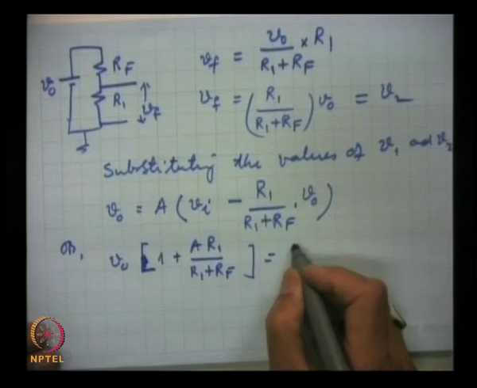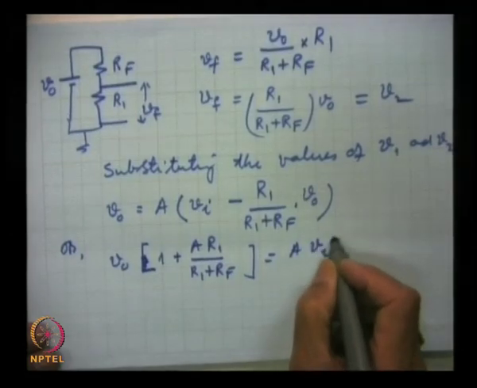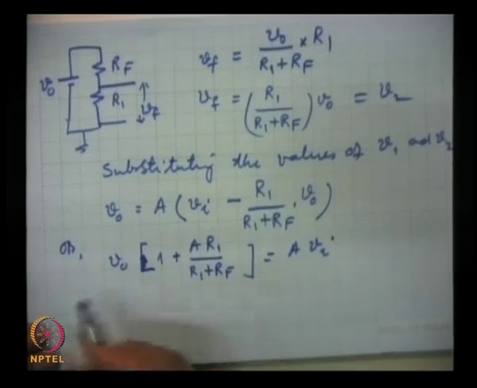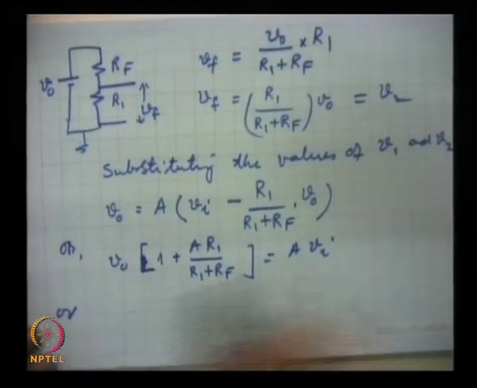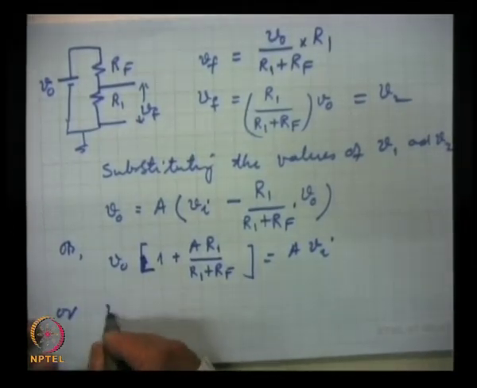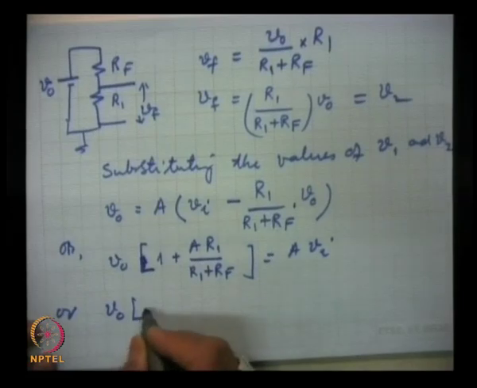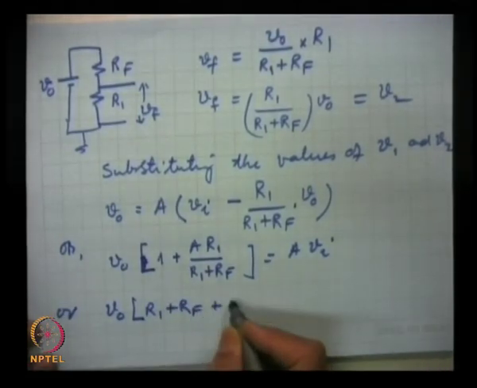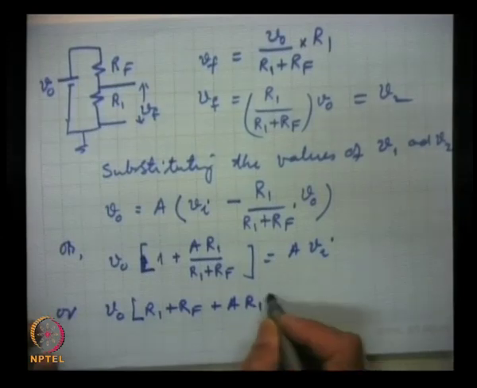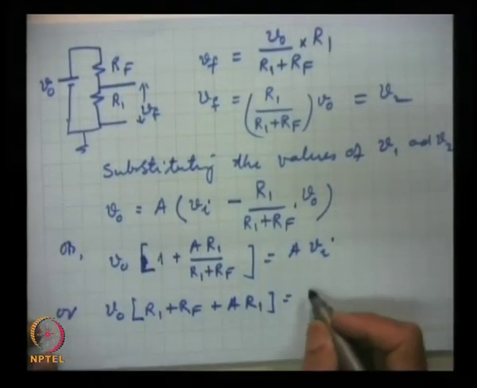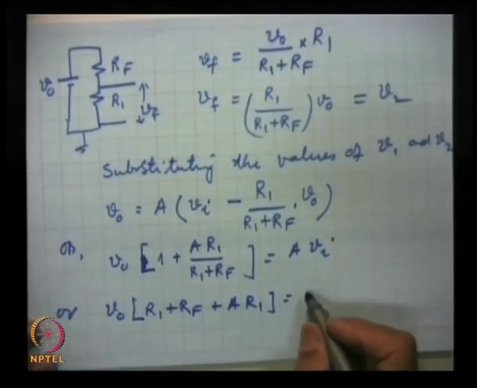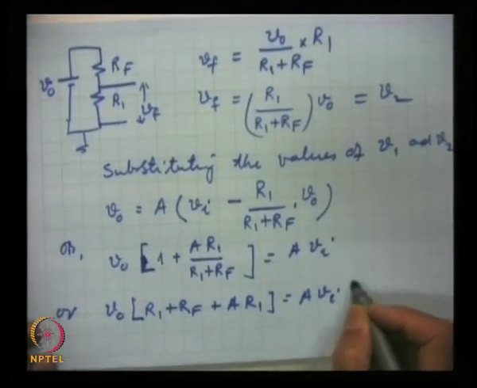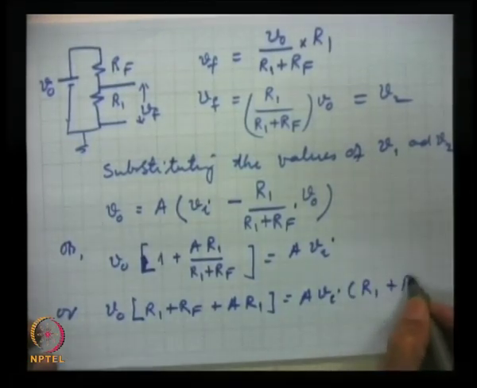This is A Vi. A cross multiplication will give V0 into R1 plus Rf plus A R1, this is equal to A Vi into R1 plus Rf.